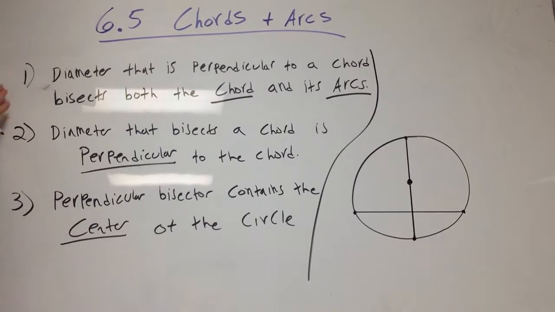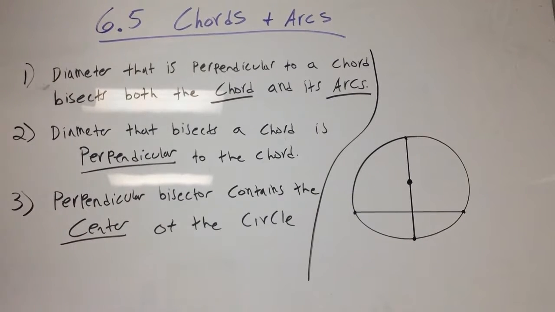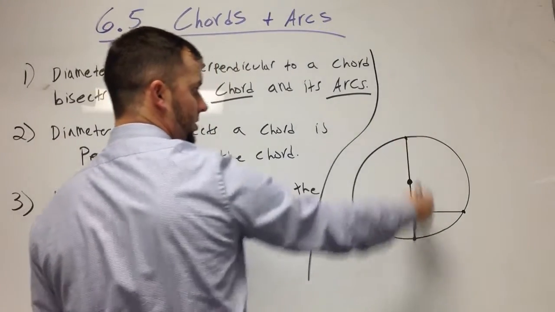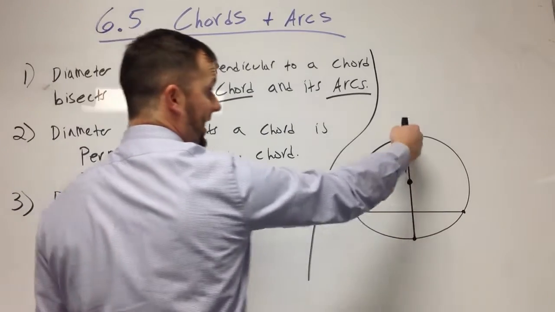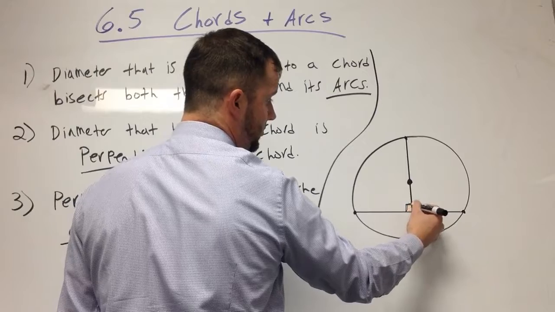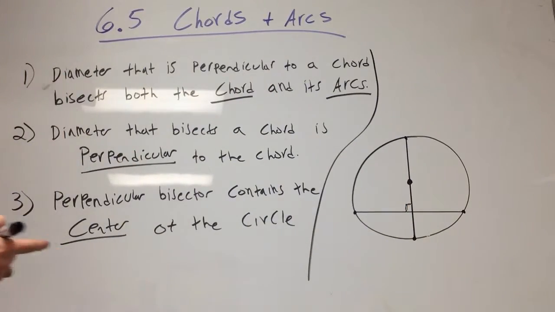So we're going to learn about 3 things here that's going to help me to answer problems that's going to be given to me here. So let's look at the first one. If the diameter that is perpendicular to a chord, so remember the diameter goes all the way across the circle. So let's say that if I have a diameter, and if it is perpendicular to a chord, then it bisects both the chord and its arcs.